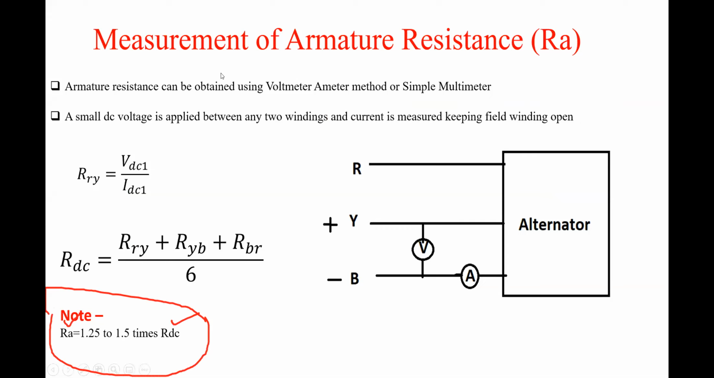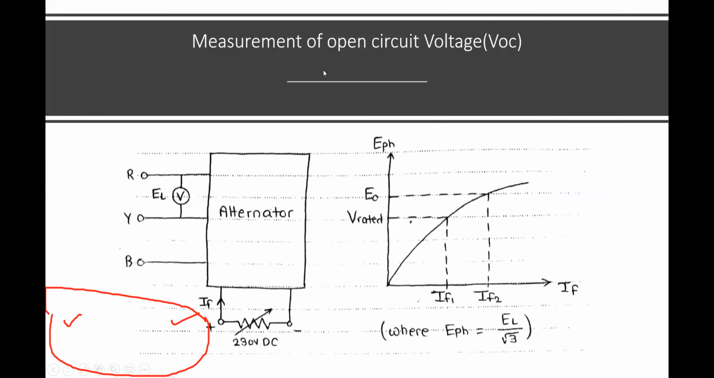the open circuit test. Now in the open circuit test, first of all we assume some conditions. What are the conditions we take to calculate the VOC? What is my objective? My objective is to calculate VOC at rated field current.